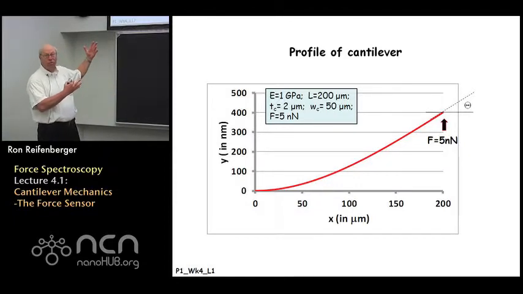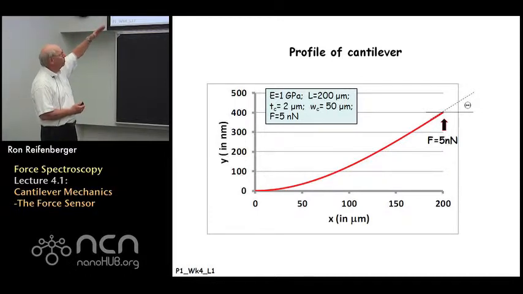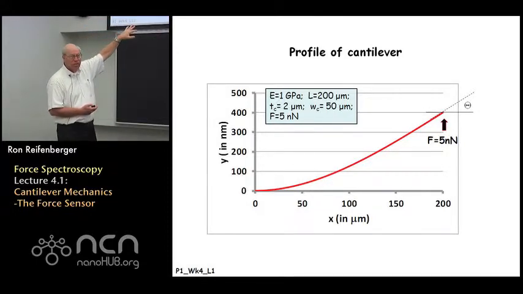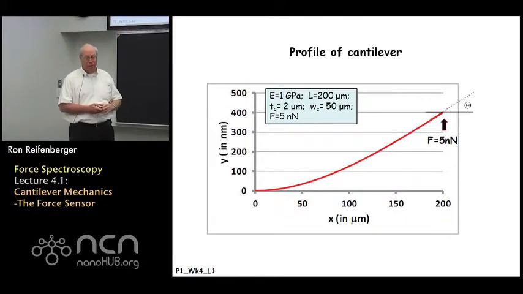You can take those formulas that I derived and you can make plots. So this is a plot of the shape of a cantilever. Cantilever dimensions are given. In this case, I apply a 5 nanonewton load to the end of the cantilever. The cantilever length is 200 microns. And you can see that the cantilever deflection is on the order of 400 nanometers, and it follows this shape given by the red line.